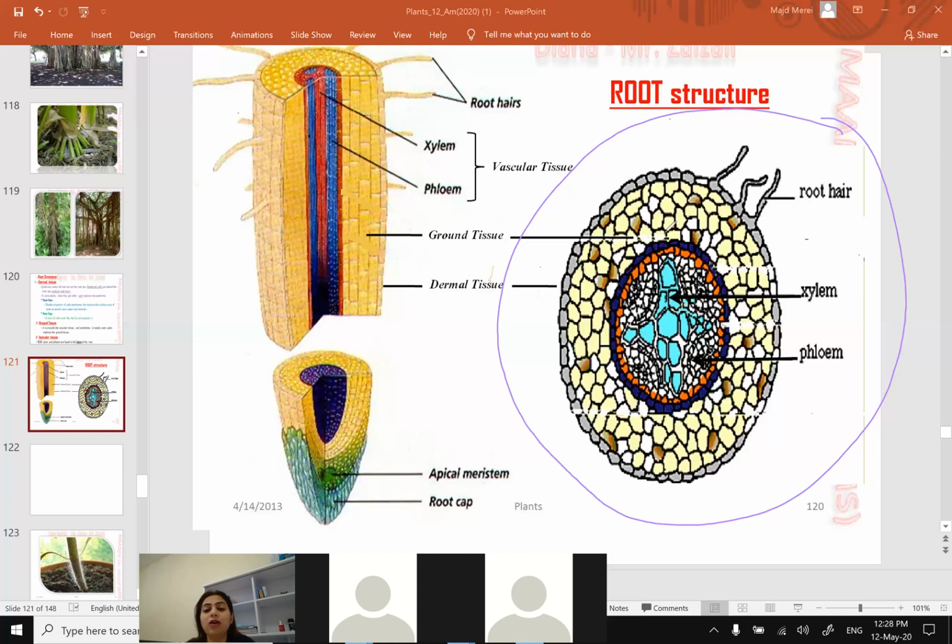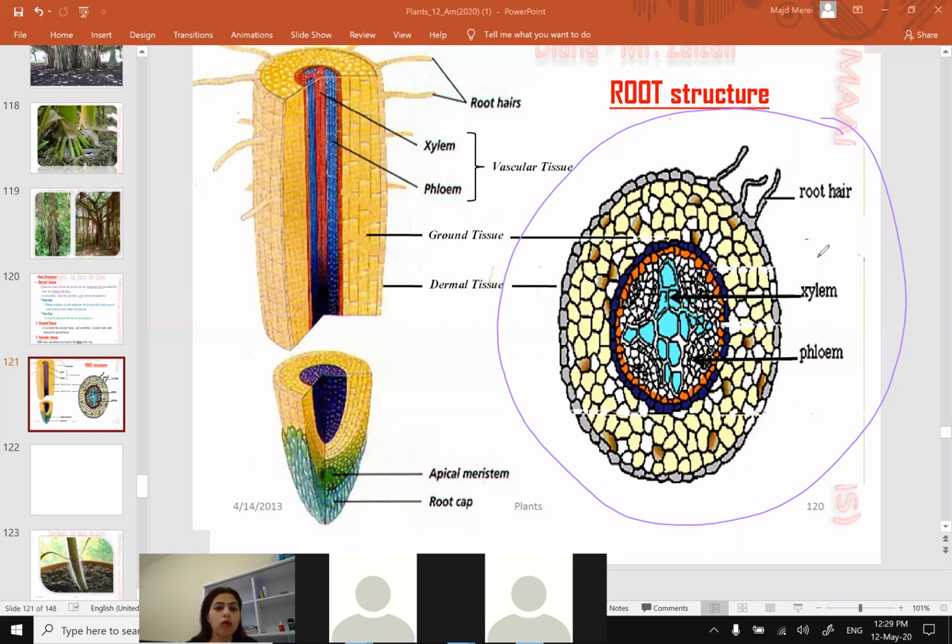Now, look at the center, the core of the roots. Can you notice this blue color here? Yes. This is the xylem. The xylem. Tissues that transport what?